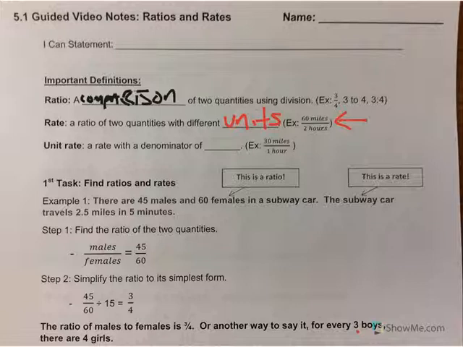A unit rate is when the denominator is 1. So up here, 60 miles over 2 hours, that's a rate. And then if we get the denominator to be 1 by dividing it by itself, so 2 divided by 2 is 1, and you'd also divide the top number by 2, 60 divided by 2, you would get 30, and then you would have 30 miles over 1 hour, which we would simply write as 30 miles per hour. So in that blank there, we want the denominator of 1.